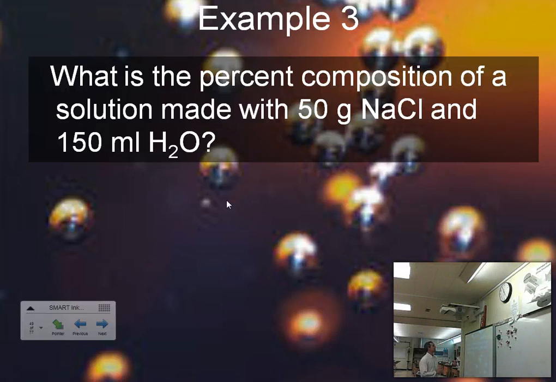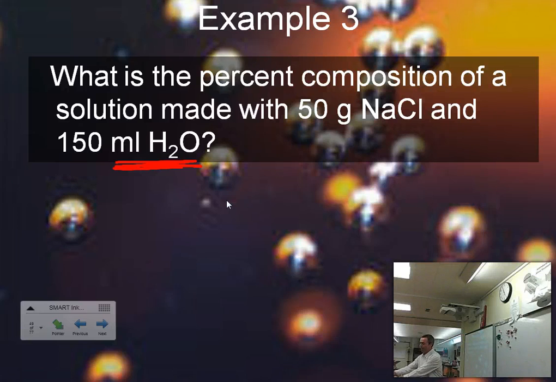Last example here, percent composition. It says, what's the percent composition of a solution made with 50 grams of sodium chloride in 150 mL of water? Now, the only thing tricky here is, remember that percent composition is the grams of solute divided by the grams of solution. So you got to be careful, because it may or may not say solution here. In this case, it doesn't. It says 150 mL of water.